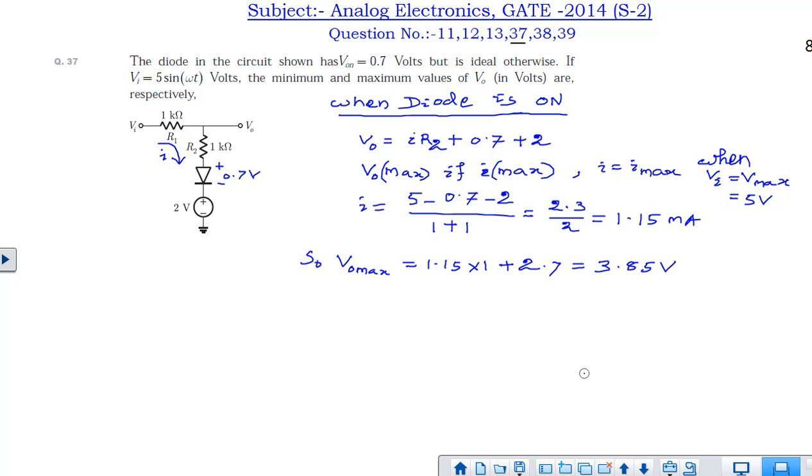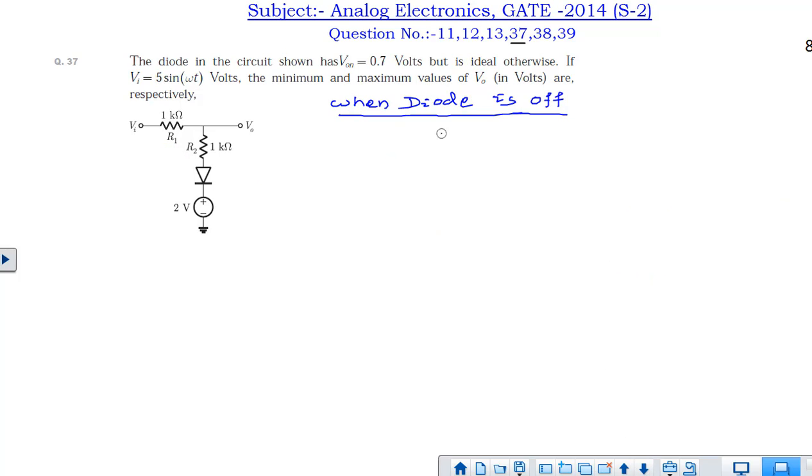Now let us consider the other case, that is when the diode is in off state. So when will the diode be in off state exactly? The diode will be in off state when the input voltage is ranging between 2.7 volt and -5 volt. That is, it is less than 2.7 volt and greater than -5 volt, because it cannot go less than this, because -5 volt is the minimum voltage. So during this voltage span, the diode will be in off state.